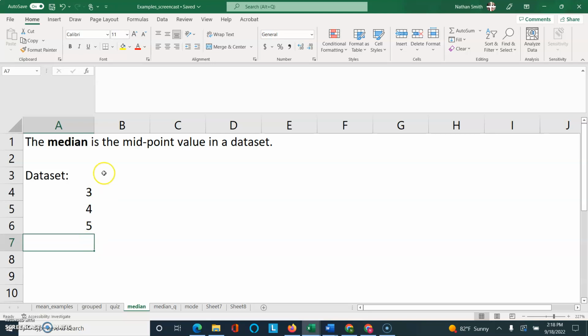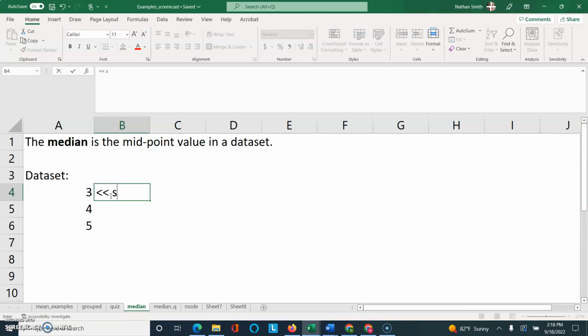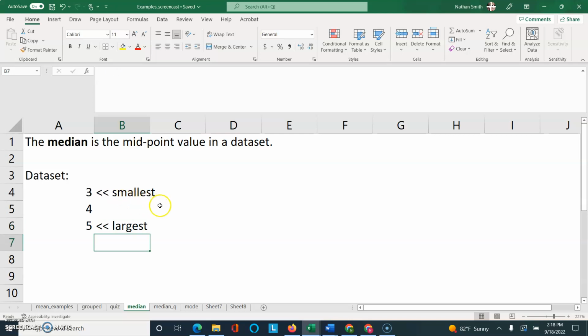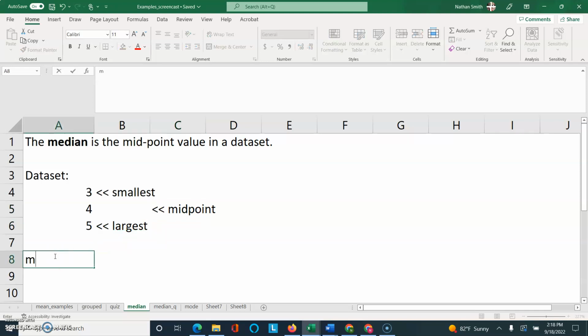Okay, so the midpoint, if I simply look, the 3 is the smallest value. The 5 is the largest. Okay, so that's going to make 4 the midpoint. So in this simple data set, the median is just 4.